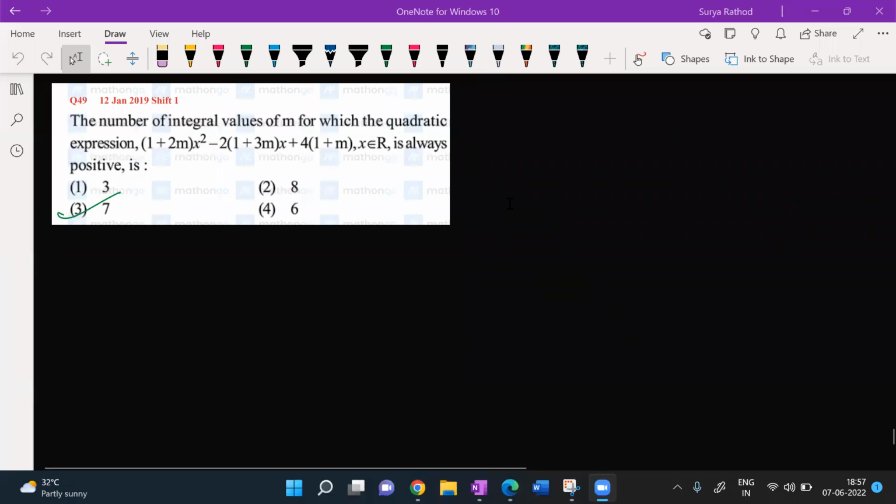But look at this here. The number of integral values of m for which the expression is always positive, as given. Now, how can we do it here? The coefficient of x square, 1 plus 2m, should be greater than 0. Correct? And if I go with the discriminant formula, b square minus 4ac lesser than 0, you will be getting the m values.